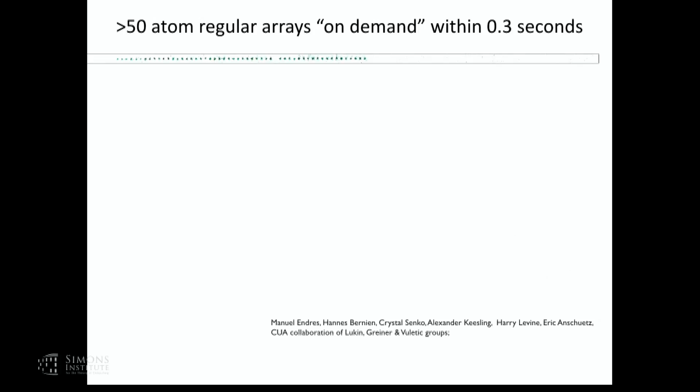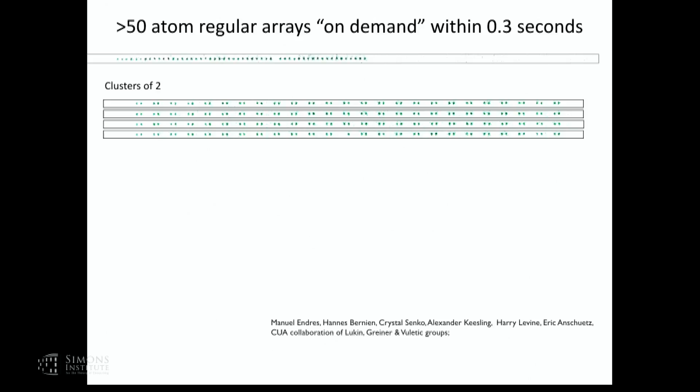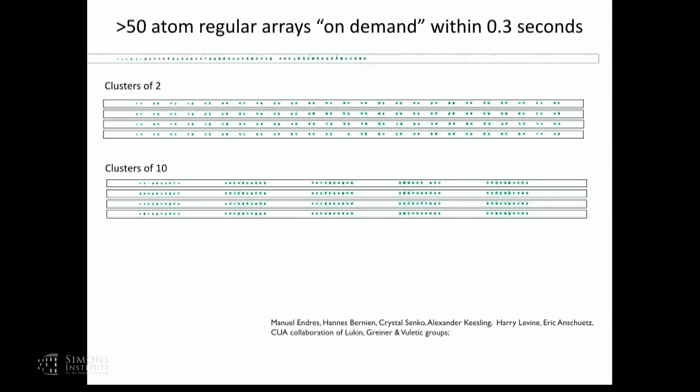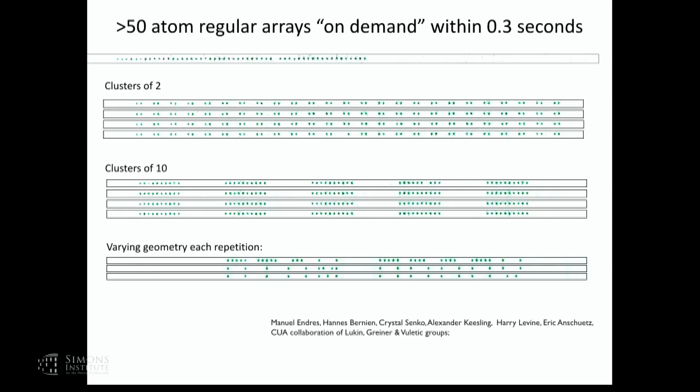Of course, we don't have to move them into this configuration. What we can instead create is clusters of two atoms, clusters of 10 atoms. And once again, I would like to emphasize these are single-shot images, so these arrays are not completely perfect, but pretty good. For example, here in all of the atoms, just one atom is missing. And here too, just one atom is missing. But other than that, they're pretty perfect. And of course, we can vary the geometry with each repetition. And for a small contribution to the Lukin lab, we can write your name.